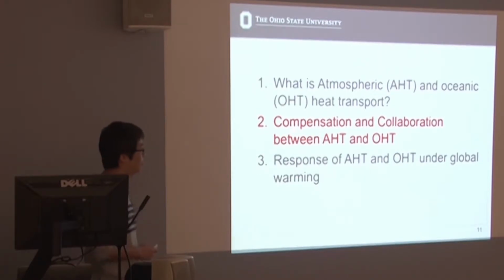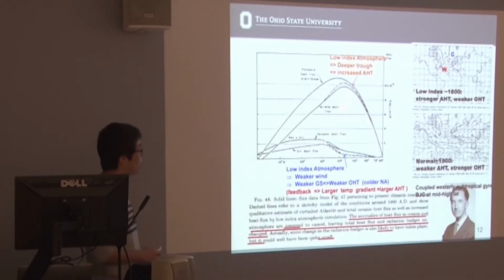So next is the compensation and collaboration between the atmosphere and ocean heat transport response. The compensation between the atmosphere and ocean heat transport response is also called the Bjerknes compensation. It was first hypothesized by Bjerknes in the 1960s.